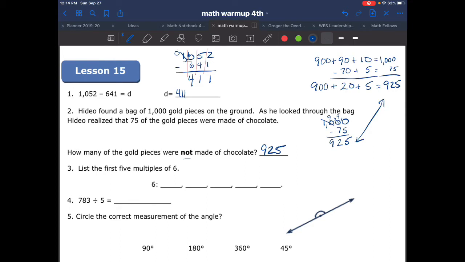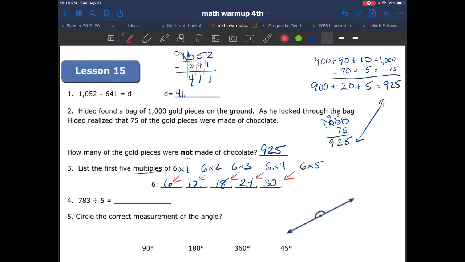First 5 multiples of 6. Number 3, multiples. When you see multiples, we are talking 6 times. Okay? So if we say 6 times 1, we get 6. That's the first multiple. If we say 6 times 2, we get 12. That's the next multiple. 6 times 3 is 18. 6 times 4 is 24. And 6 times 5 is 30. So there are your first 5 multiples. 1 times 6, 2 times 6, 3 times 6, 4 times 6, 5 times 6 multiples.